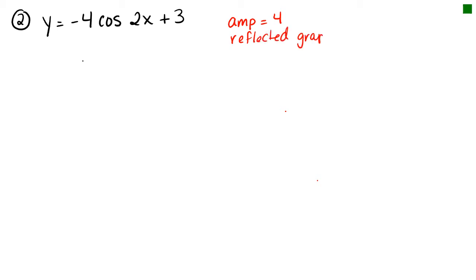Y equals -4 cosine 2x plus 3. Again, we're not dealing with any parentheses, so we know we're not going to have a horizontal shift. But we will have a vertical shift because of that plus 3 hanging out there. So amplitude is 4. And it's a -4, so we're going to reflect the graph. So the graph is reflected. There's no horizontal shift because there's no number inside of parentheses.